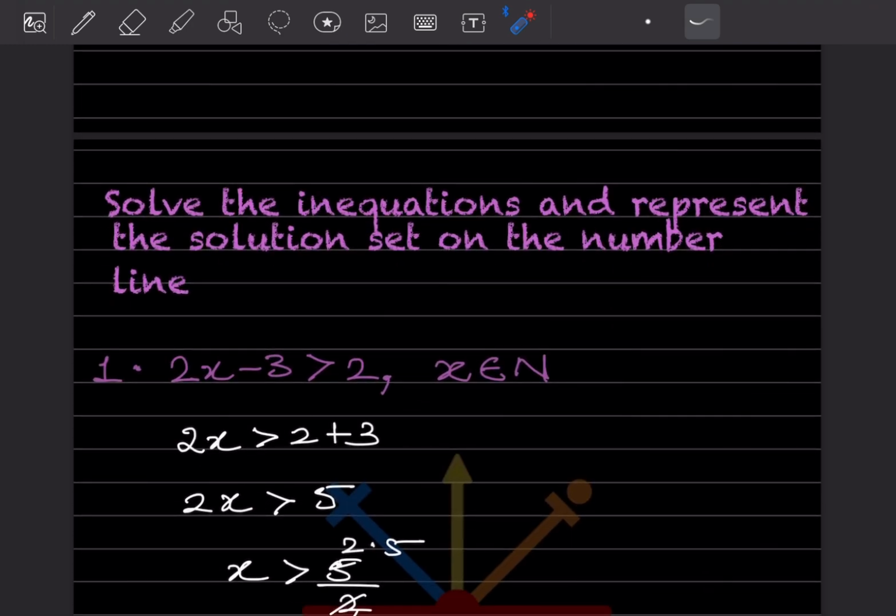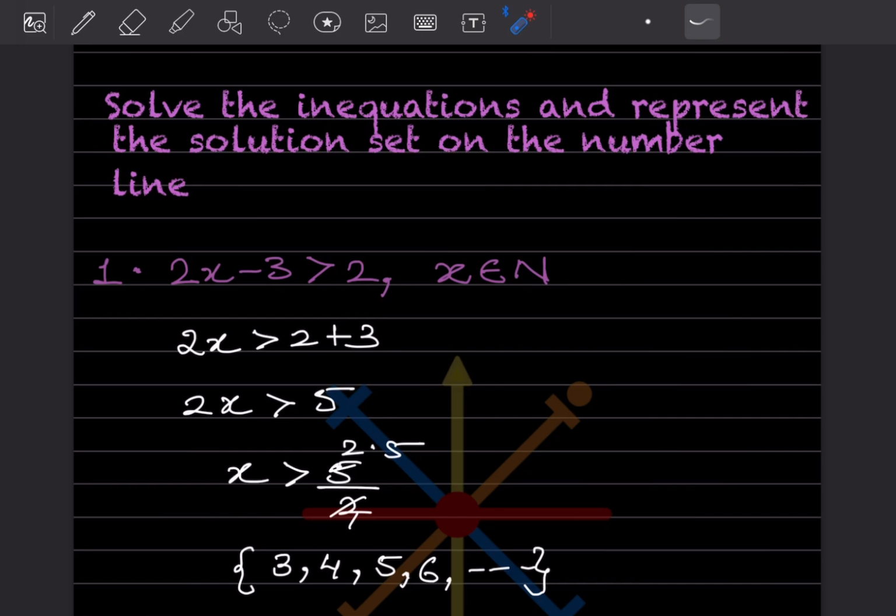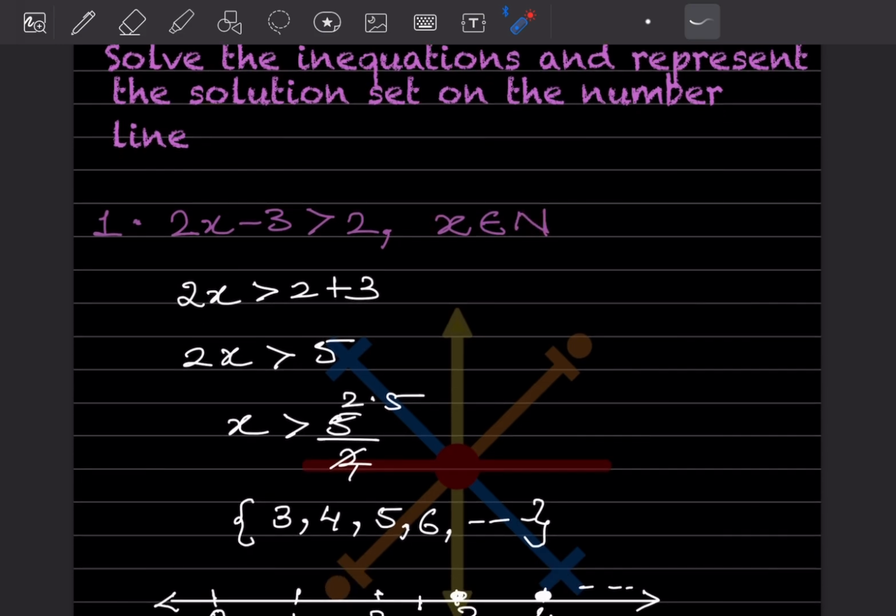Here it says to solve the inequations and represent the solution set on the number line. So here 2x minus 3 is greater than 2, and this belongs to N, the natural numbers. So now let us solve this question first.